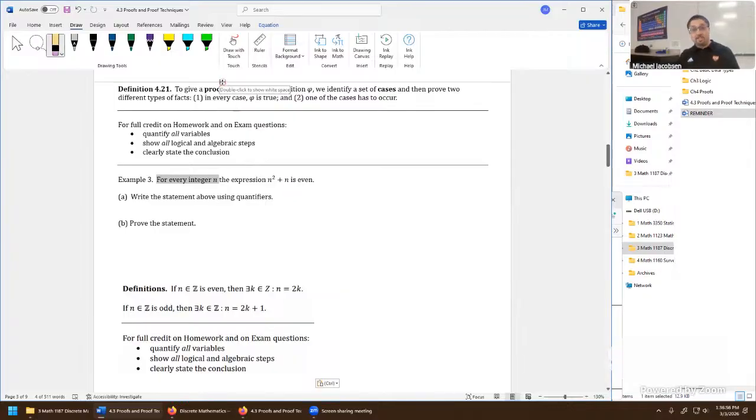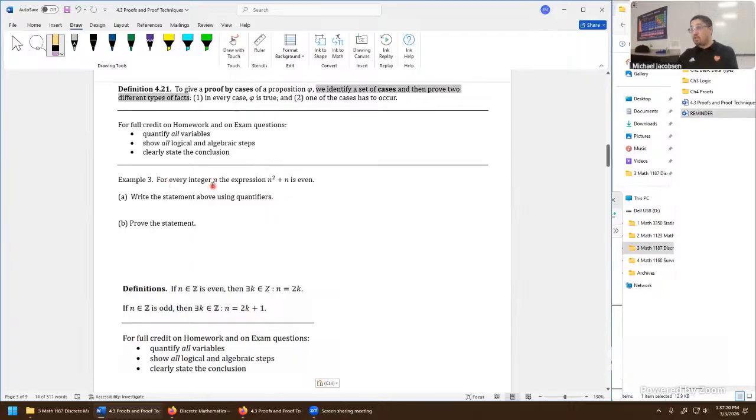That's where proof by cases comes into play. This example 3 is really 2 proofs just sort of duct taped together by different cases. The definition says, to give a proof by cases of a proposition phi, that's the whole proposition phi right here, we identify cases and then prove 2 different types of facts.